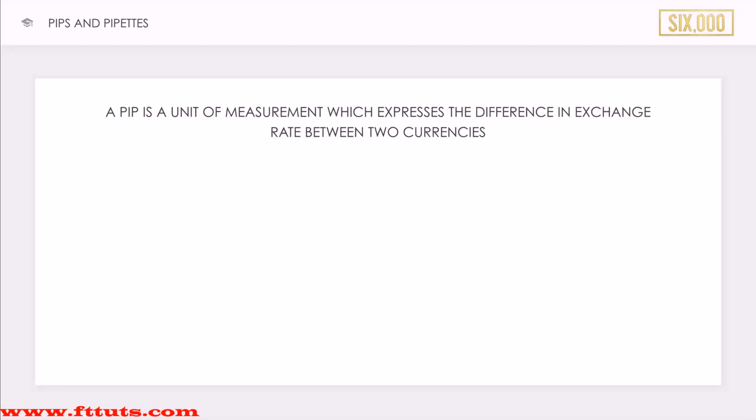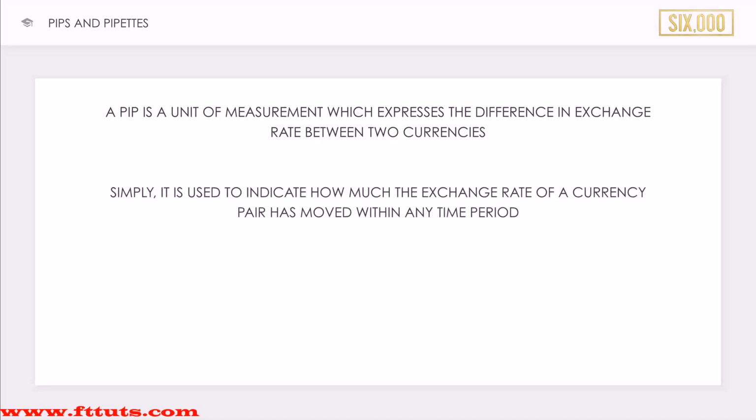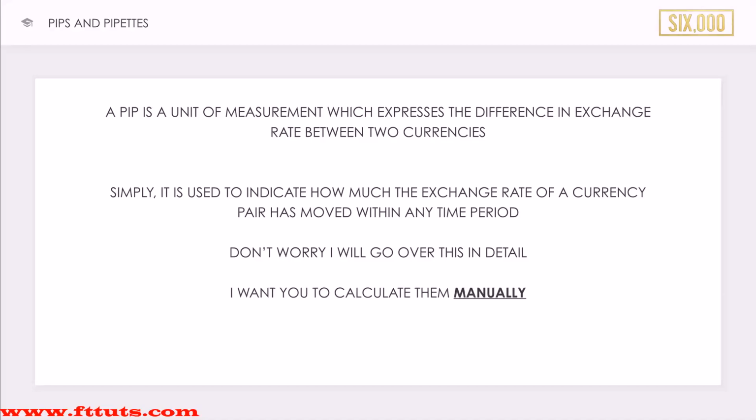So our second topic for today is pips and pipettes. So a pip is a unit of measurement which expresses the difference in exchange rate between 2 currencies. So this is how we measure the exchange rate. Simply, it is used to indicate how much the exchange rate of a currency pair has moved within any given time period. So don't worry, I will go over this in more detail, but I want you to calculate them manually. This is not a bad habit to develop. If you get into the habit of calculating pips manually, it will make your trading so much easier instead of having to use calculators all the time. And as I've just said, this is a good habit to develop.